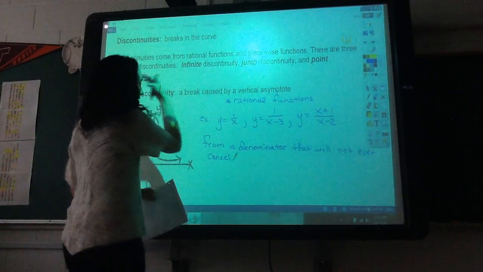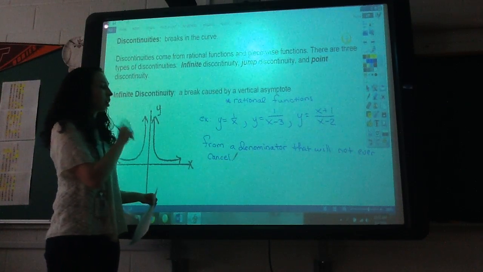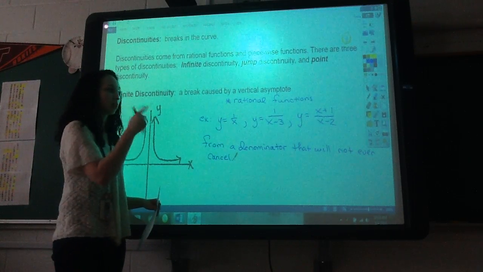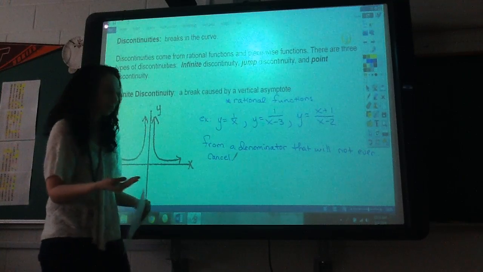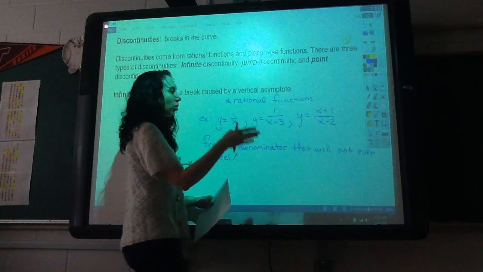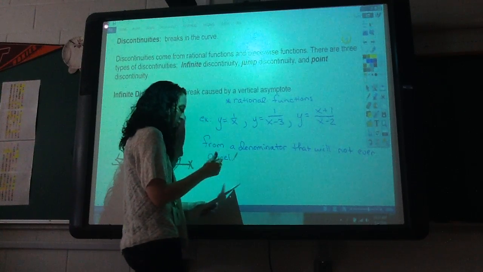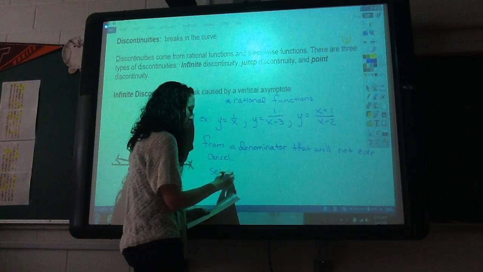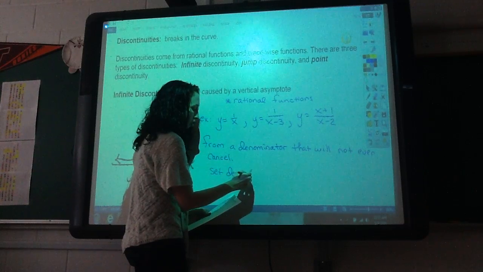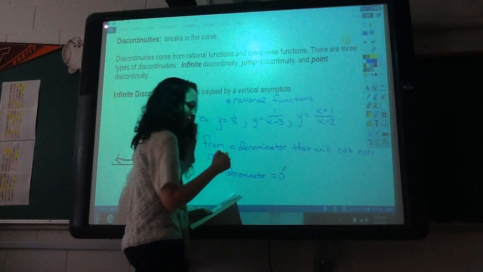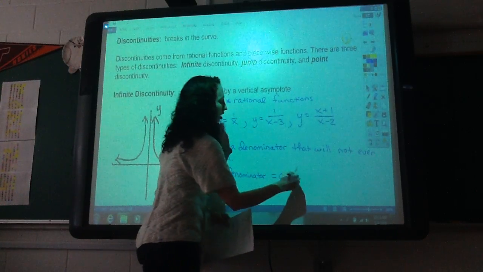Alright, so continuing with the infinite discontinuities, they come from a denominator that never cancels. When we were doing our substitution and finding those factors that cancel, the denominator doesn't in this case. Something does not go away. And to find them, you have to set the denominator equal to 0 in order to find that discontinuity.